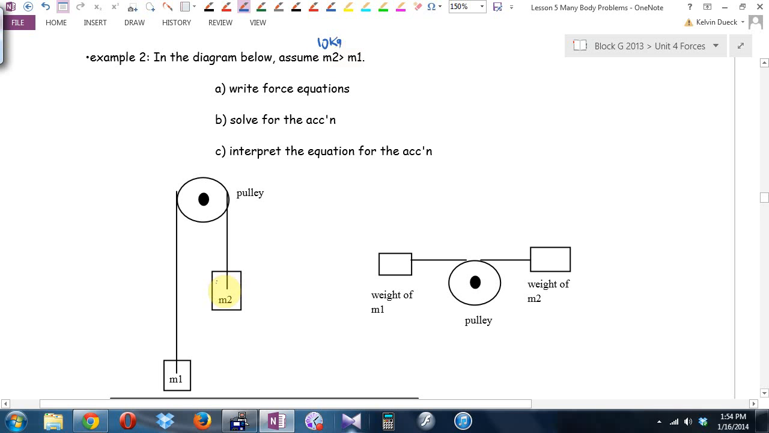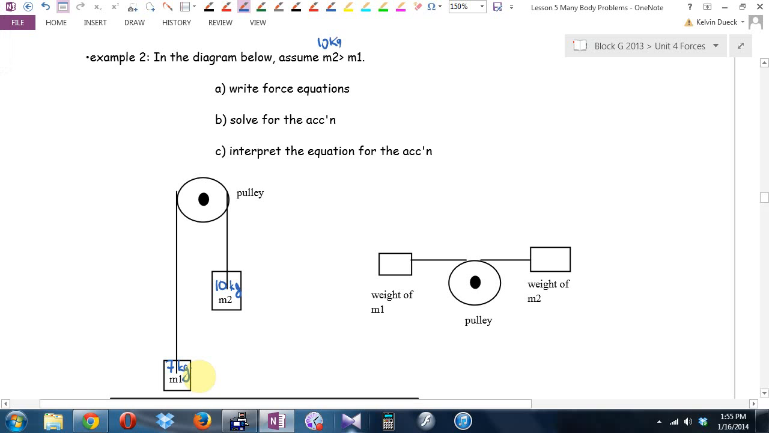Let's put a little 10 kilograms on mass 2. Pick a mass for mass 1 such that mass 1 is smaller than mass 2. 7 kilograms. Okay.